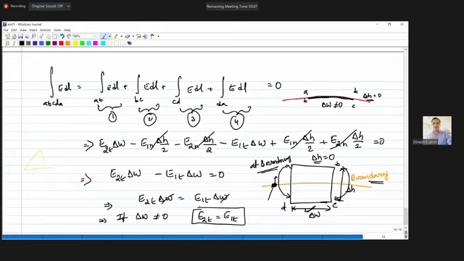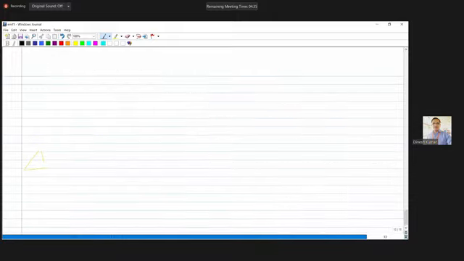But actually, the concept behind this is that at the boundary, delta W cannot be equal to 0. So E2t minus E1t should be 0 in order to satisfy this condition. Therefore, we have derived one of the important conditions now. I am writing here: E1t is equal to E2t.